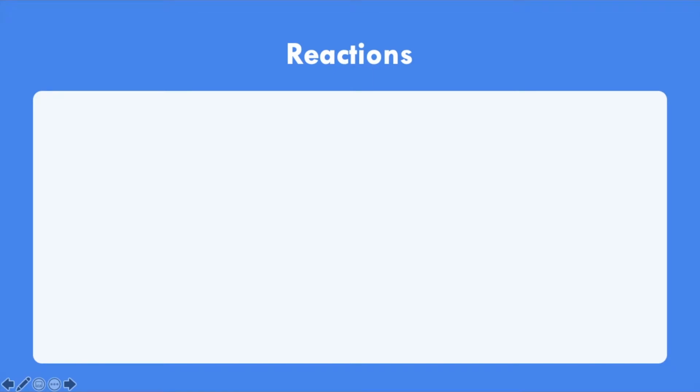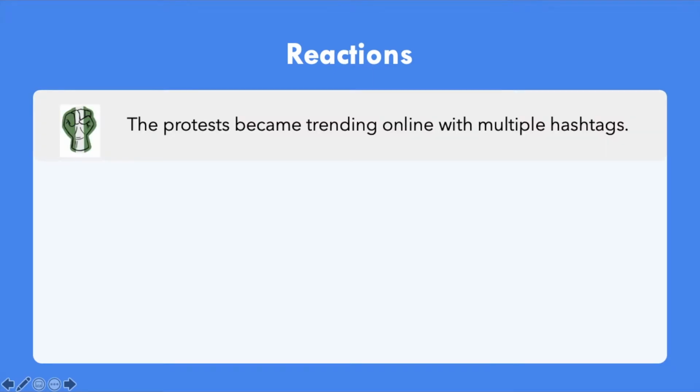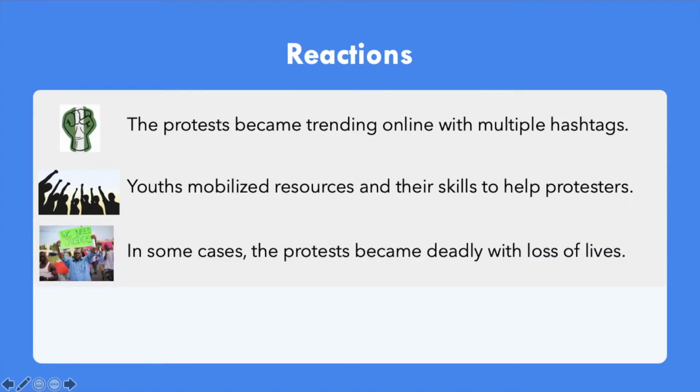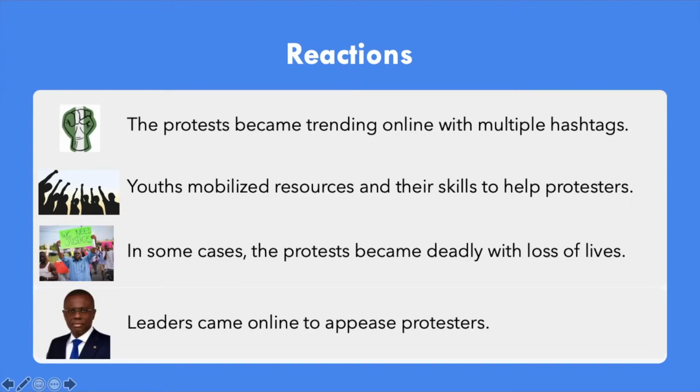And this news got a lot of reactions online. The protest became trending with multiple hashtags. Youth mobilized resources and their skills to help the protesters. And in some cases, the protest actually became deadly with a lot of loss of lives. And all of these protests led leaders to come online to appease protesters and find ways to make meaningful change.